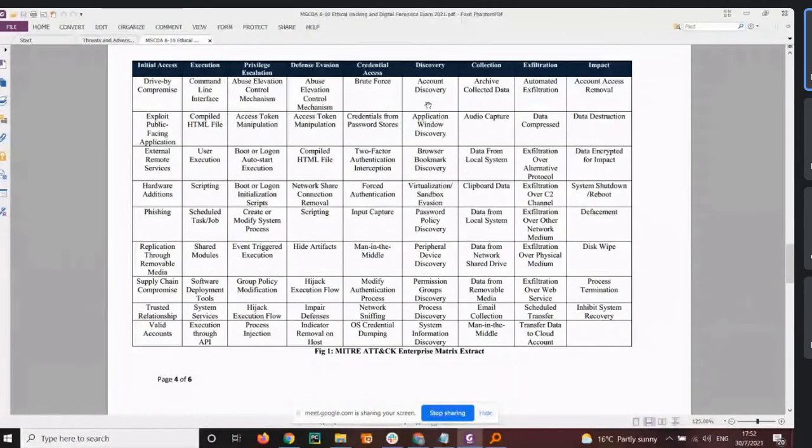Then the next one is discovery. Discovery seems quite generic if you just look at it as a term. The boxes below the section of discovery generally outline how a person can perform this thing called discovery in different ways. It can be browser bookmark discovery, password policy discovery, peripheral device discovery, permission groups discovery. So taking into context the different ways, can anyone try and guess what discovery really refers to in this context?